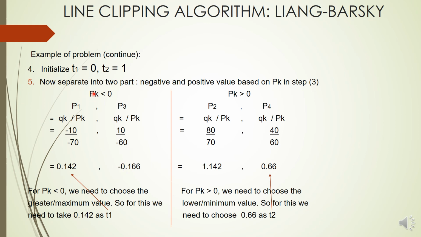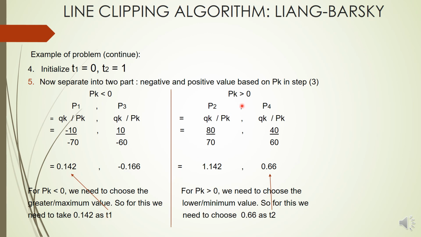So for this case of pk less than 0, we need to choose the greater or maximum value from this choice. So you look at whether 0.142 or negative 0.166 is greater. Which one has the maximum value between these two options? We take 0.142 as our T1 because it has the greater value compared to the other one. So take the greater value for this side as T1.